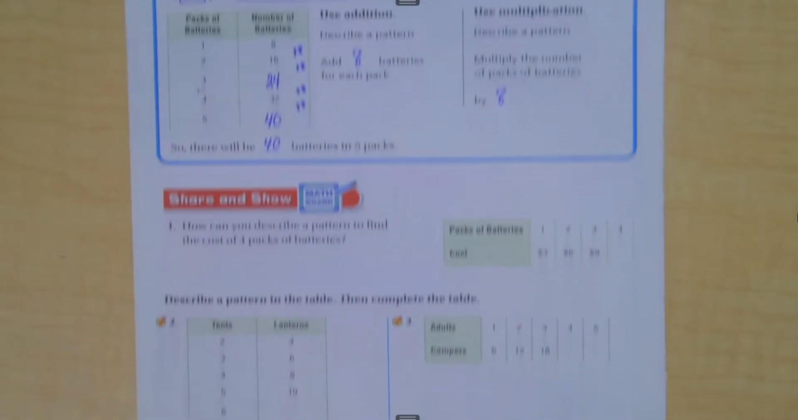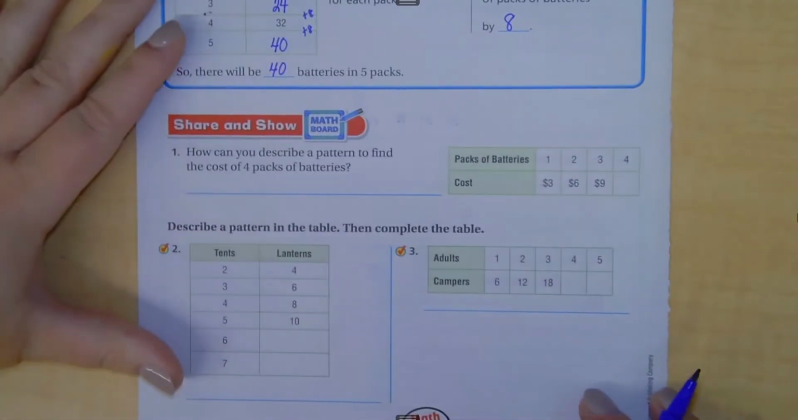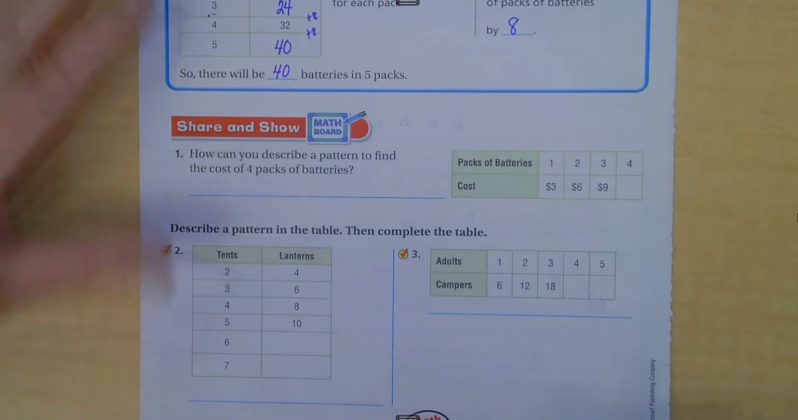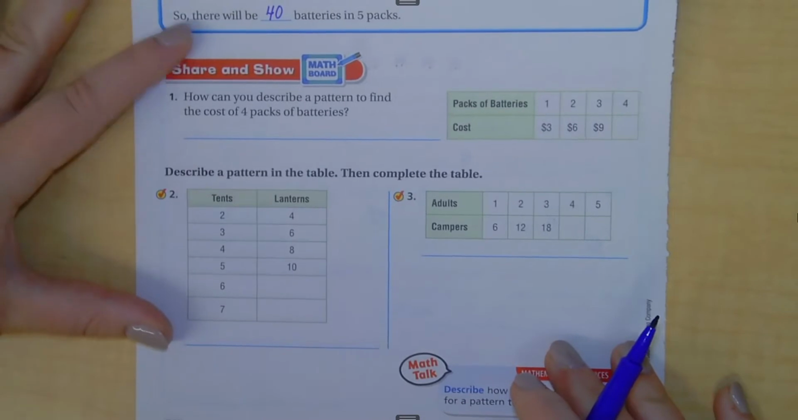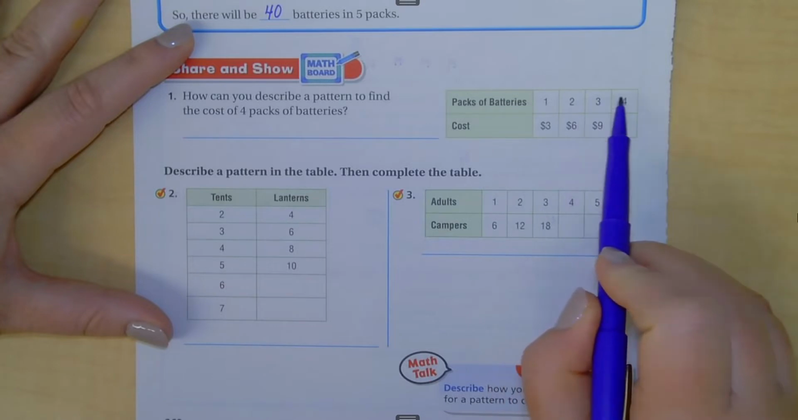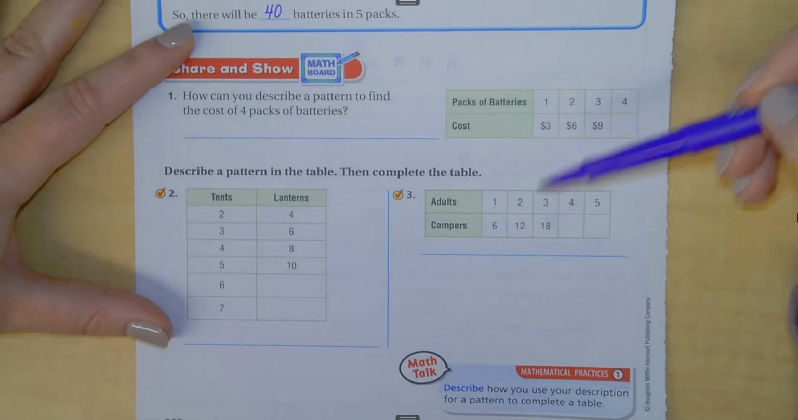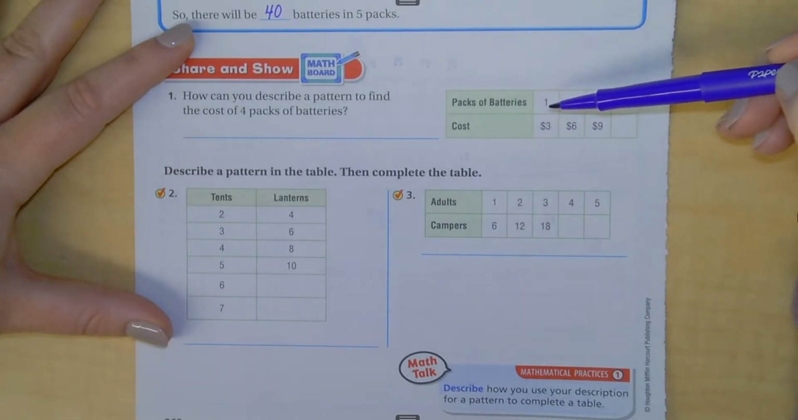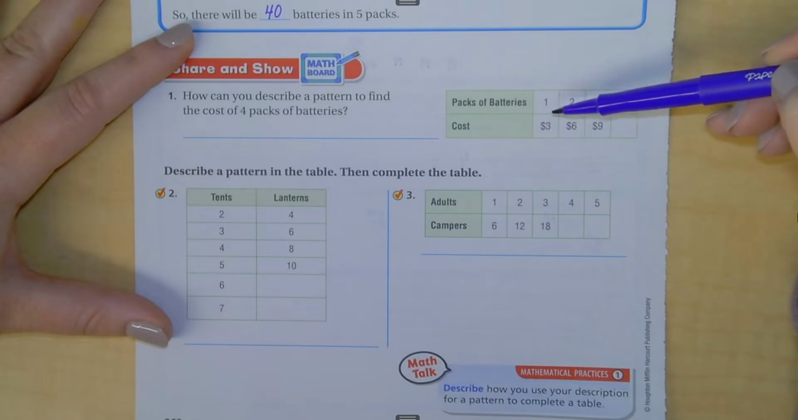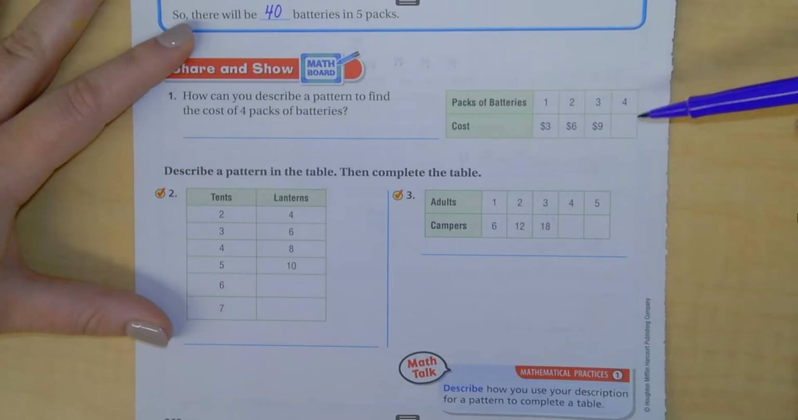All right, look down at the share and show. How can you describe a pattern to find the cost of 4 packs of batteries? Okay, so here we go. You have packs of batteries, 1, 2, 3, and 4 packs. I always want to look at the smallest one to help me get an idea of the base. So I know 1 pack of batteries costs how much? $3. So if 1 pack of batteries costs $3, I want to find out how much 4 packs cost.